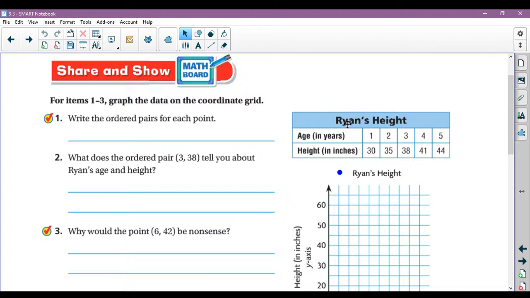Okay, so over here, let's take a look. We have Ryan's height, and we have his age in years. So when he was one, how tall was he? Well, he was 30 inches tall. When he turned two, he was 35, 38 inches, and so on and so forth.